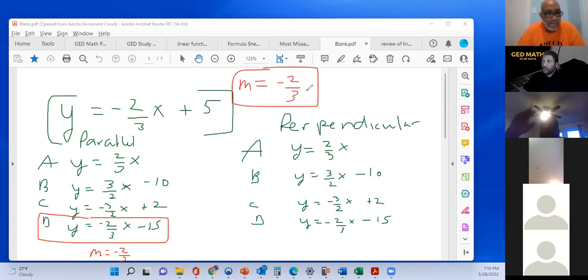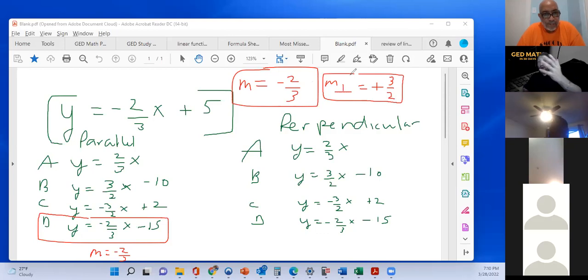Now, we still know the slope is negative 2/3. What will be the slope of a line that's perpendicular? That'll be the opposite. So instead of negative, it's going to be positive. And what do we do to the fraction? Inverse, flip. So what should it be? 3/2. So we're looking for the equation that has a slope of 3/2. What line has a slope of 3/2? B.